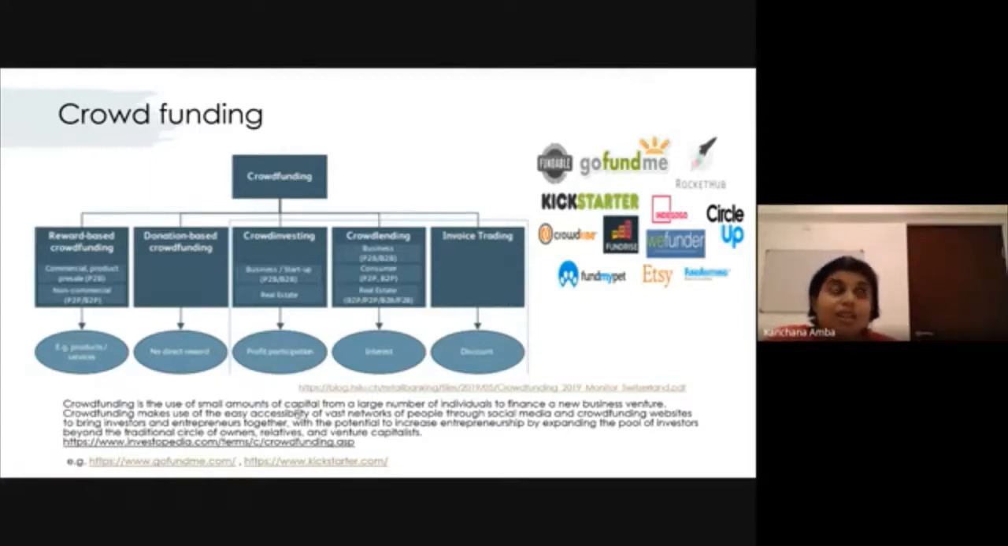And crowdfunding is actually very popular in many developed countries. There are different types of crowdfunding, right? There is reward-based crowdfunding, where you get a product or some sort of reward. And then there's donation-based, where you just donate. People want to help people out, so you just give them something, 10 rupees or $10. And then there's crowd investing, where you go in as an investor. There's crowd lending, and then there is invoice trading. So there are different types, where you get interest, you get a discount, or you just get happiness from donation crowdfunding.